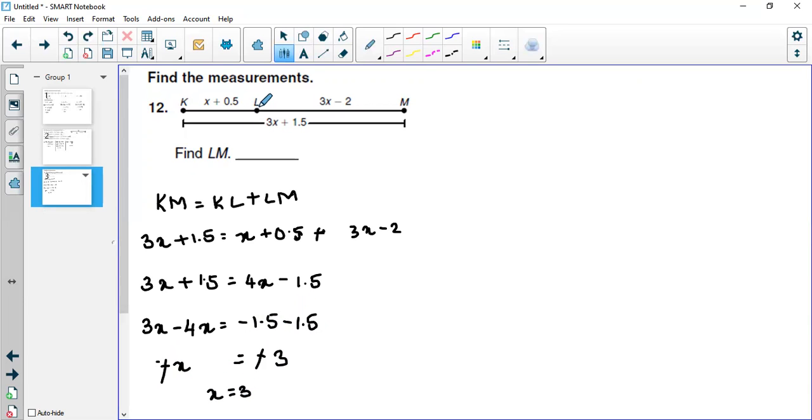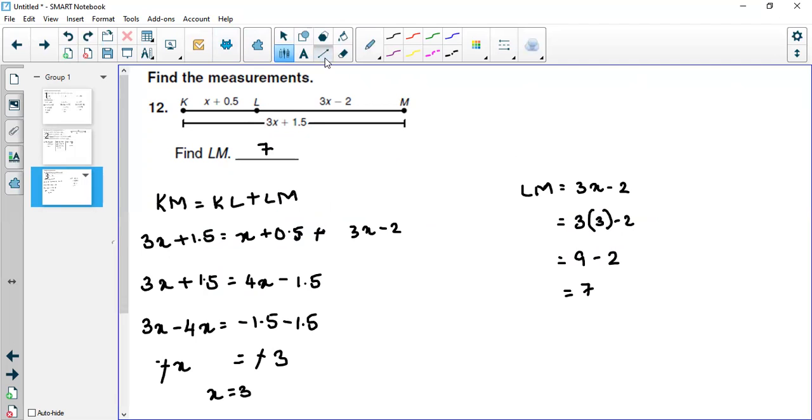Now I have to find the distance between L and M. LM is 3x minus 2, which means I just substitute the value of x in place of x. So that will give me 9 minus 2, which is equal to 7. So the distance of L and M is 7. It's easy, a bit confusing because of these decimal points, that's all.